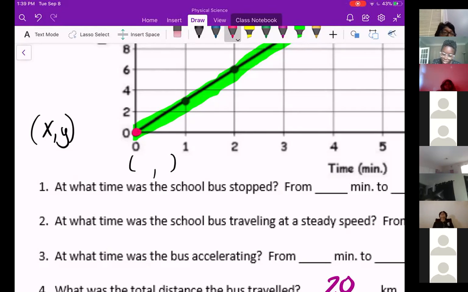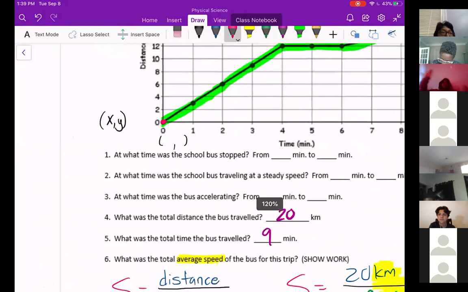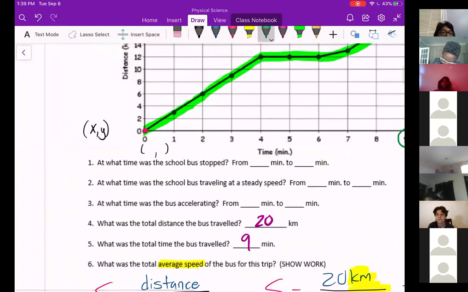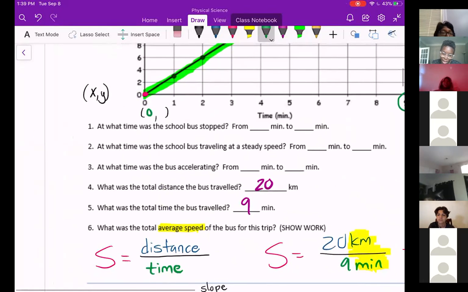what number is it at on the x-axis? 0. Very nice. It is at 0. And the x-axis is time, so that's just like time down here. So I'm going to write that in green. I'm going to write a 0 right here. On the y-axis, what number is it at? 0. It's also at 0, so I'm going to do a 0 here too. So that is for at 0 minutes.